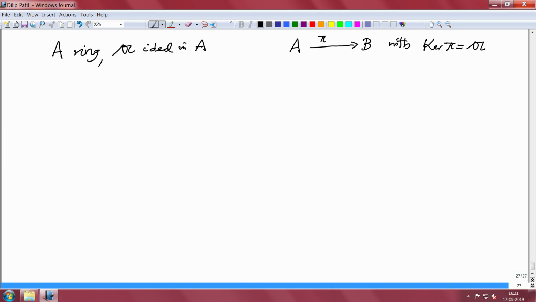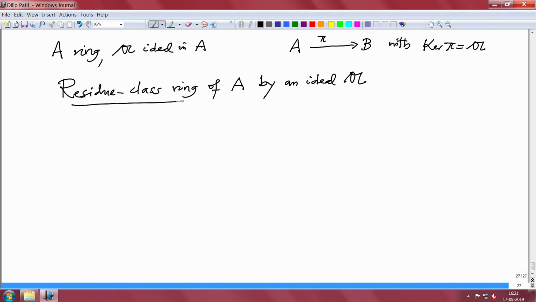And this is precisely called the construction of residue class rings, the residue class ring of A by an ideal 𝔞. This is also called the quotient ring.